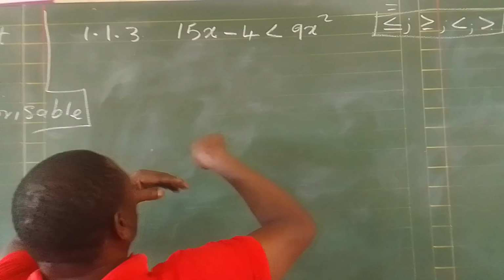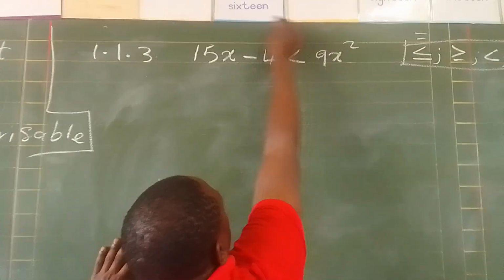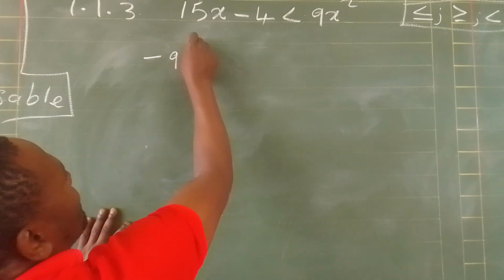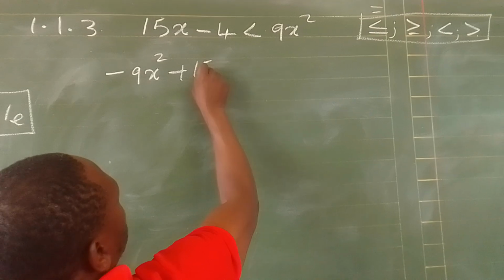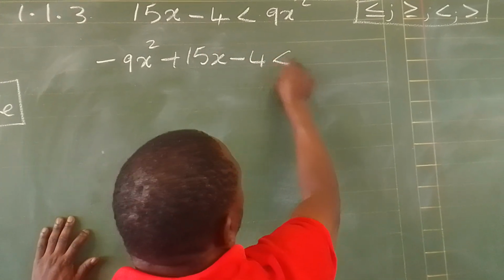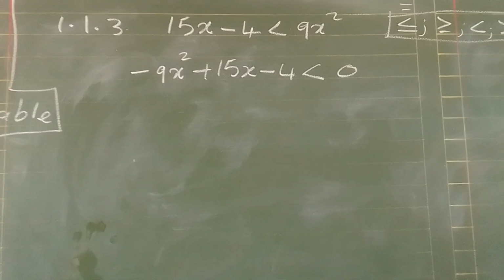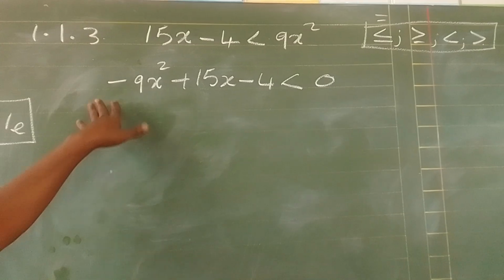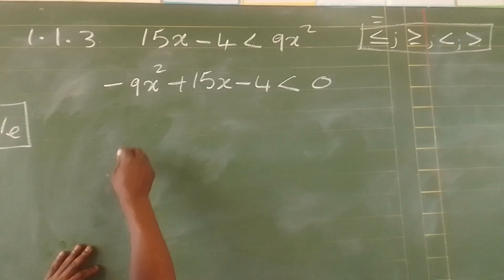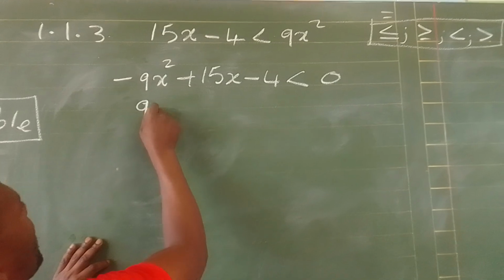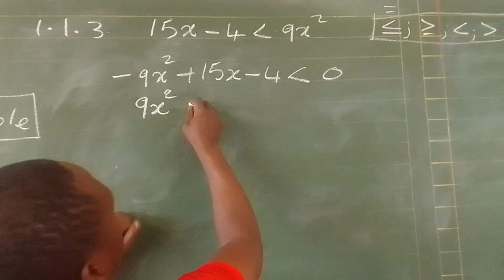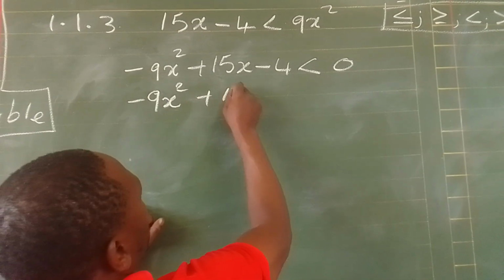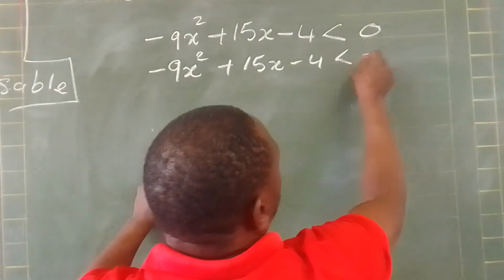Now, let's go through it. Let's take this 9x squared to the other side of the equation. We have minus 9x squared plus 15x minus 4 is less than 0. Let's put this in the standard form whereby our value of a is positive, which means we multiply throughout by a negative sign.